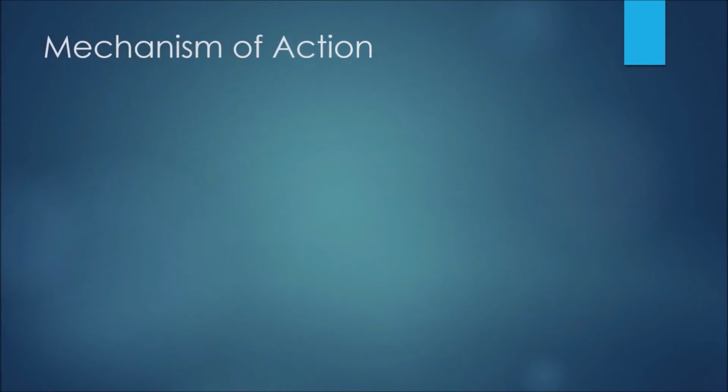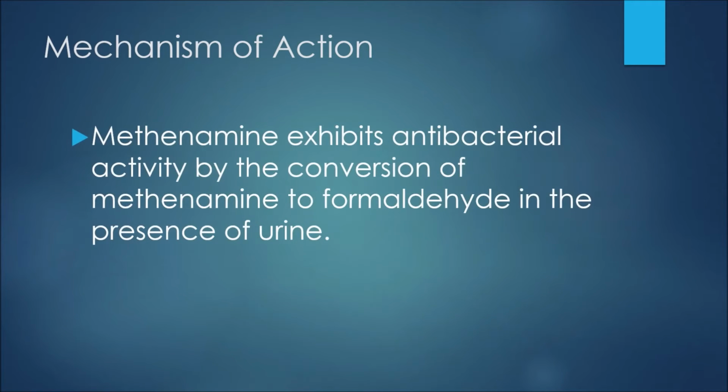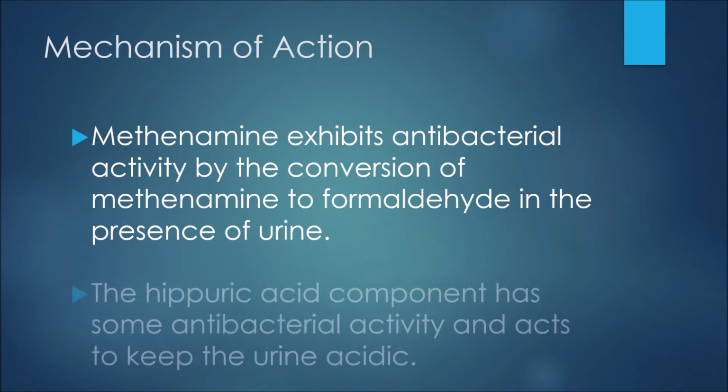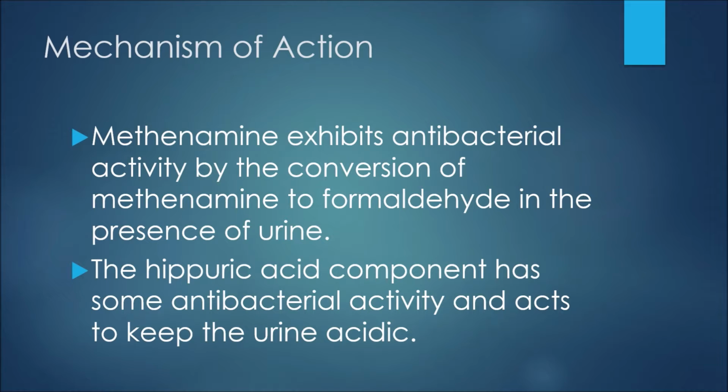So the first thing to discuss here would be the mechanism of action, or how this medication works. So methenamine exhibits antibacterial activity by the conversion of methenamine to formaldehyde in the presence of urine. The hippuric acid component has some antibacterial activity that acts to keep the urine acidic.